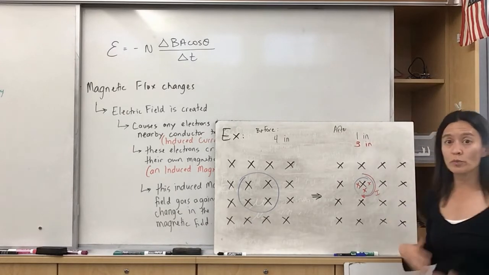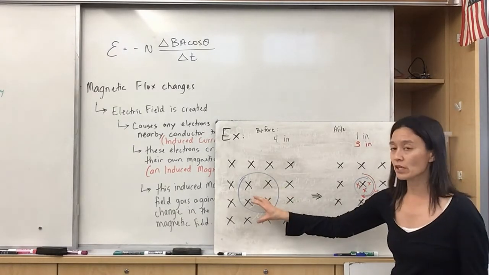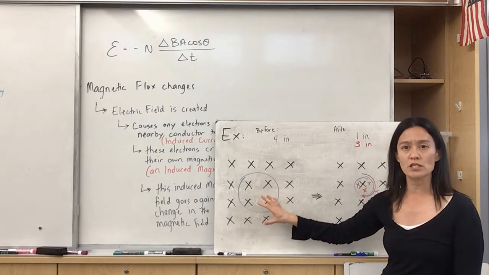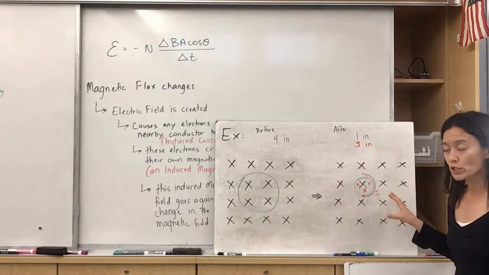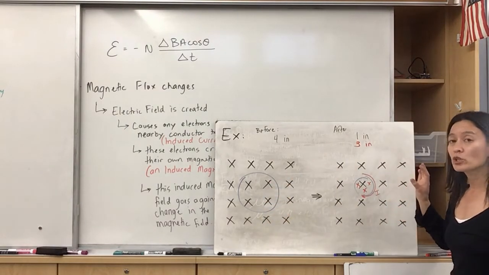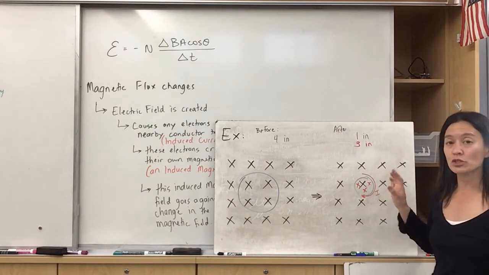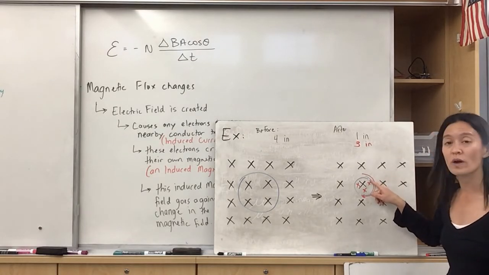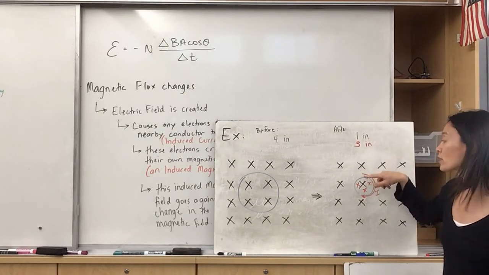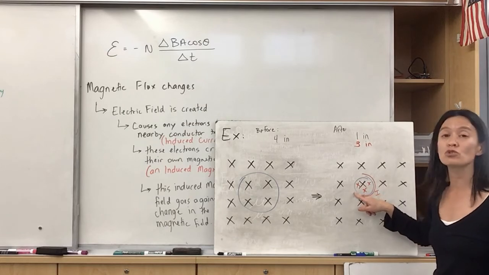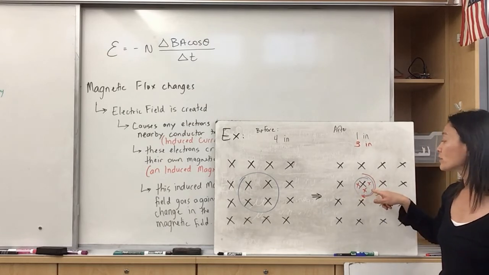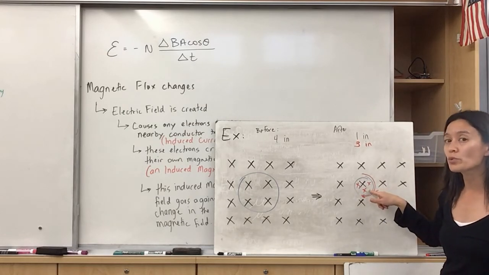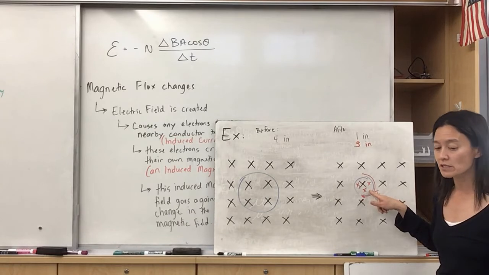So again, actual play-by-play, here's my magnetic flux. I've got a bunch of field lines going into my loop. All of a sudden, my loop decreases in size. I then create an electric field. That electric field causes electrons in this wire to move. The electrons in this wire go clockwise to induce a magnetic field going in to oppose the decrease in my magnetic flux. Okay?